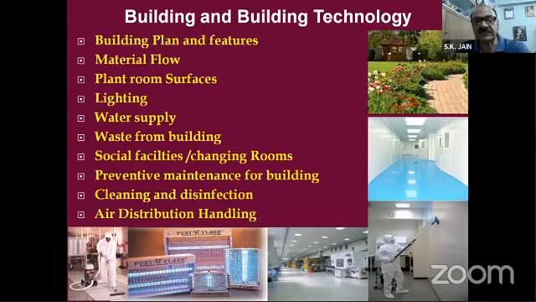And social facility and changing room. Every pharma industry should have some recreation centers according to GMP guidelines. Preventive maintenance for the building means, if you see this picture, then you will see that it should be properly green outside the factory, and there should not be any dust or dry leaves on the open space, and the surface should be properly asphalted, so we can avoid the dust.